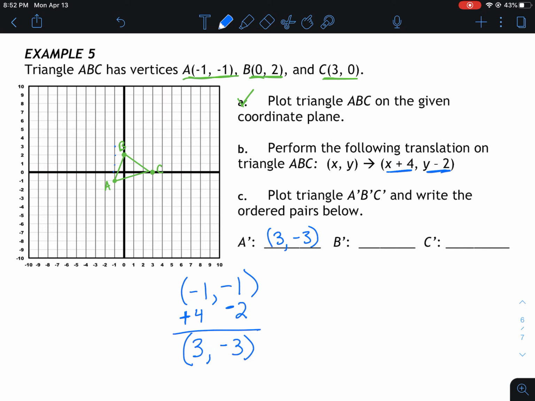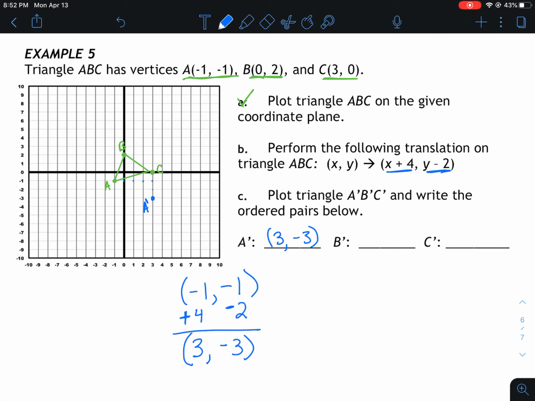1, 2, 3, 4. And I'm going, oops, sorry, I went the wrong direction. Not going up 4. I'm going to the right 4. 1, 2, 3, 4. And then I'm going down 2. 1, 2. So this is my new value, A prime. So A prime is at 3, -3. And I already figured that out mathematically as well. So I know that I have the right point.